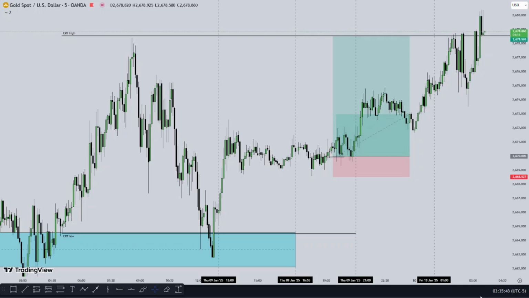In this video, I'll be doing a trade review on a CRT Gold trade we took on gold. You can see we took a buy from this order block, anticipating price to run out the CRT high, and price traded to the CRT high.